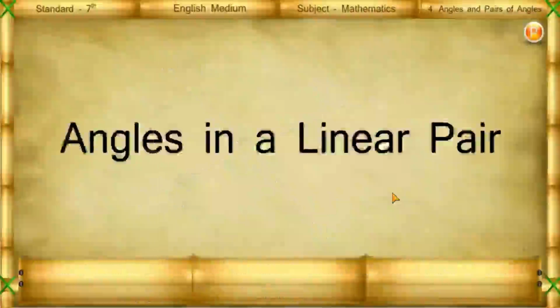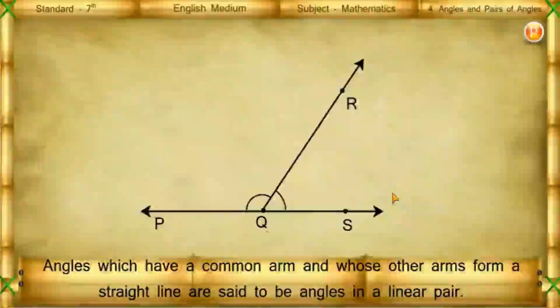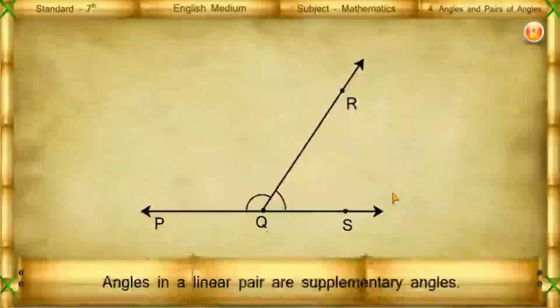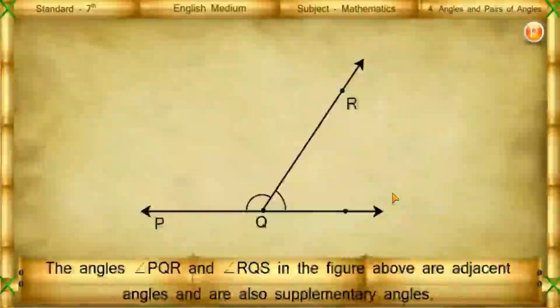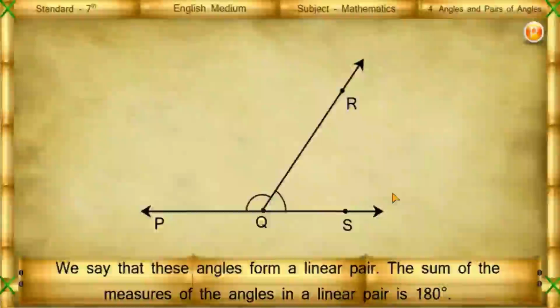Angles in a linear pair. Angles which have a common arm and whose other arms form a straight line are said to be angles in a linear pair. Angles in a linear pair are supplementary angles. The angles PQR and RQS in the figure above are adjacent angles and are also supplementary angles. The arms that are not common to both angles form a pair of opposite rays. That is, these arms form a straight line. We say that these angles form a linear pair. The sum of the measure of the angles in a linear pair is 180 degrees.